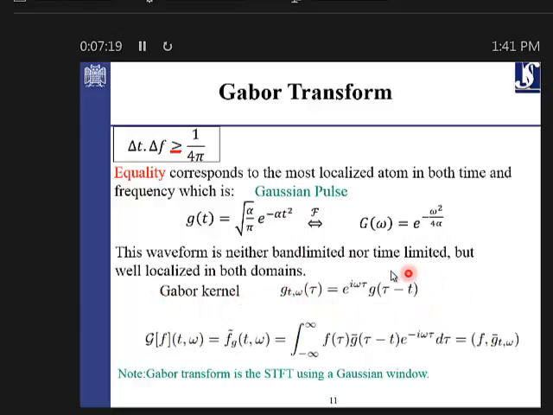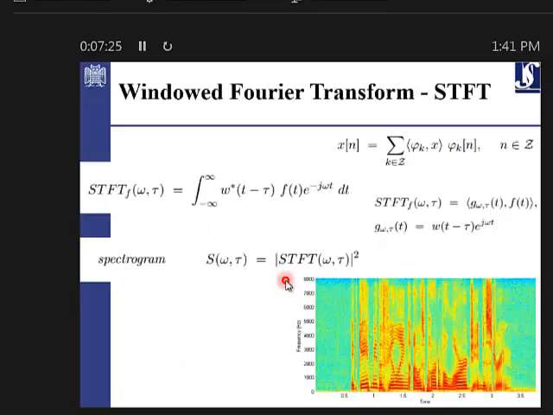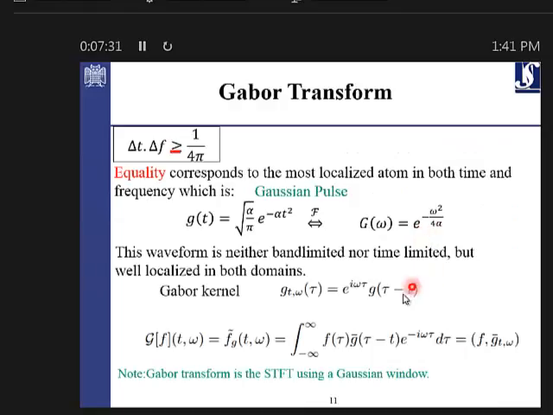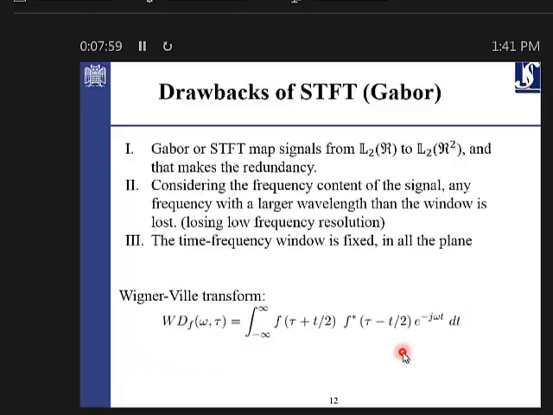For the Gabor, the kernel would be like this. For the short time Fourier transform, it was like this. If you change the W here, the window, to be this G function here, which is represented like this, in exponential form, which is actually the Gaussian kernel, then you'll have the basis function for the Gabor transform, which actually gives us the best possible resolution over the time and frequency at the same time. So that was the definition for the Gabor and STFT.